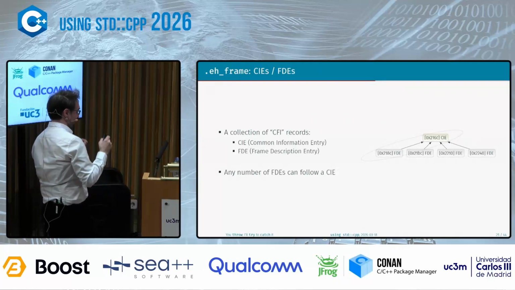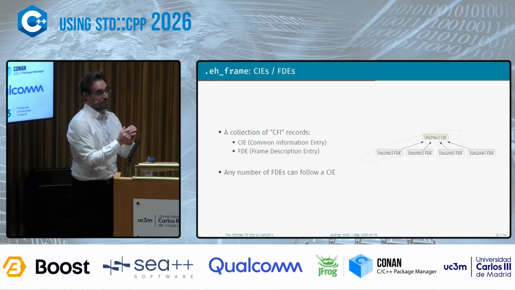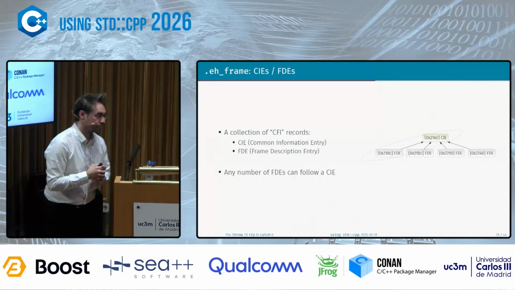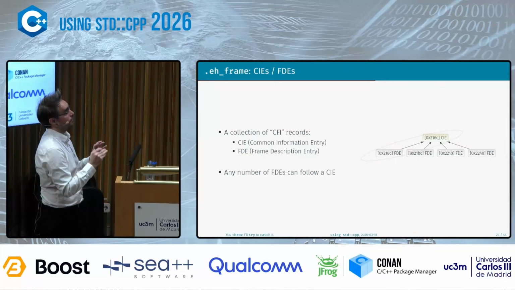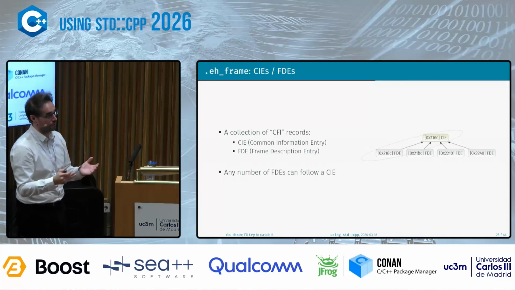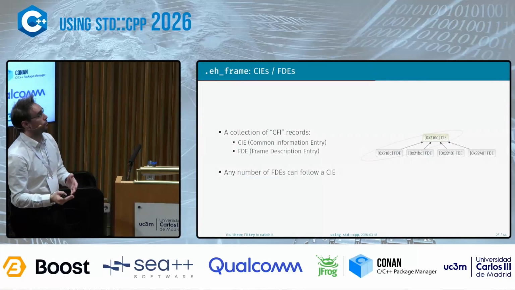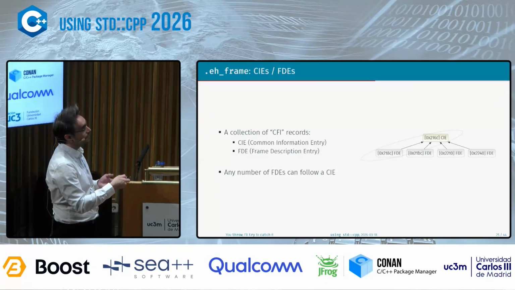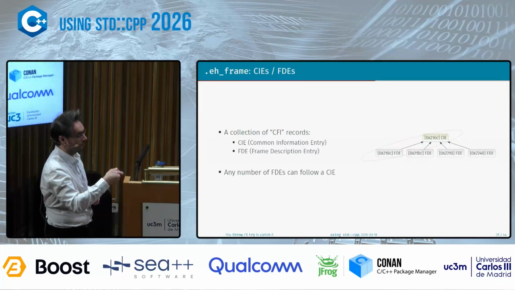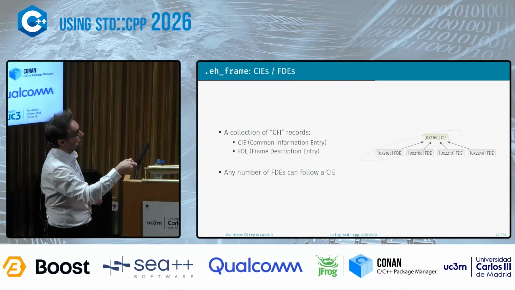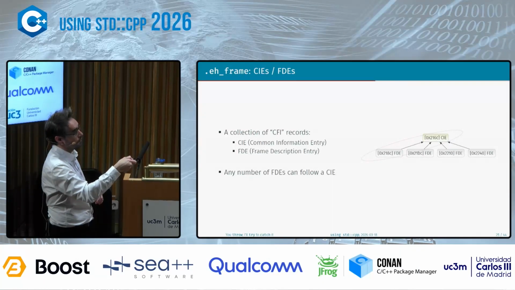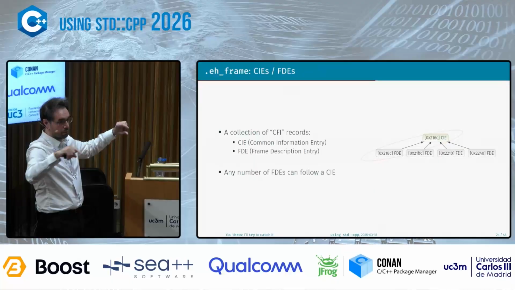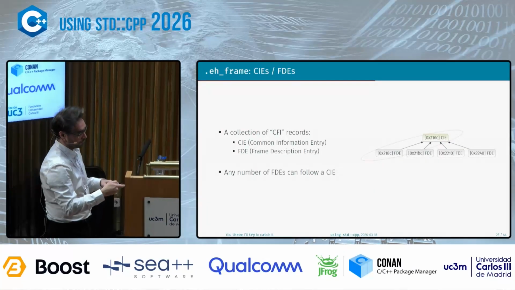So what is this? It's basically a collection of what we call CFI records. CFI stands again for call frame information. And they can be of two different types. They can be CIE, which is common information entry, or they can be of type FDE, which is frame description entry. Altogether, they form a two-level hierarchy where we have the CIE at the top. There can be any number of CIEs and some number of FDEs that depend on that CIE.